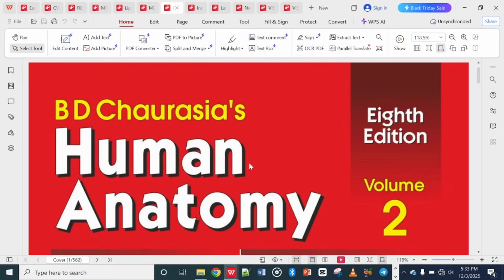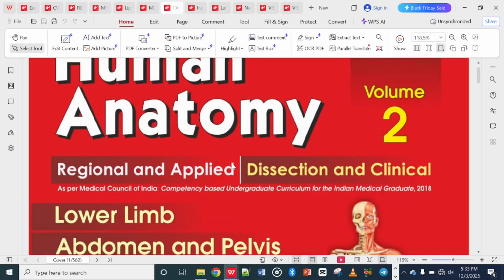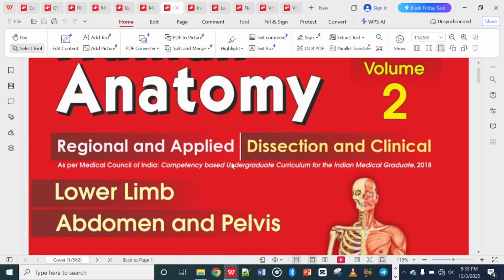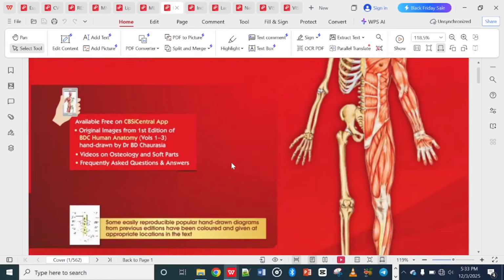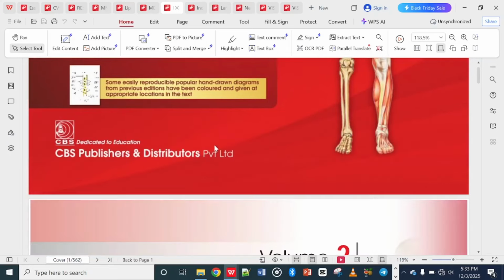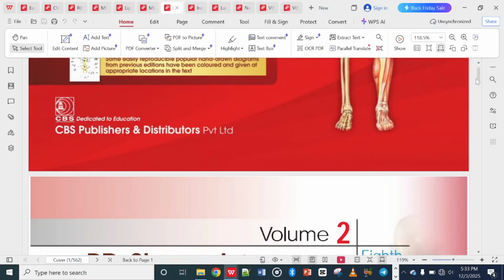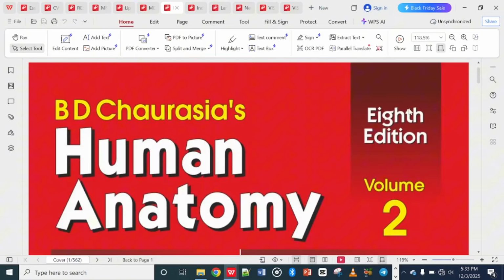We have BD Chaurasia. I don't actually make use of this textbook because anatomy is quite broad, so I just stick to one textbook that I understand most. I checked this textbook; some of my classmates love it, so I said let me just check it out. But I noticed that it was not really giving me that vibe, and it was not that detailed for me. I just didn't like it. Although it's still on my laptop, I don't usually read it.